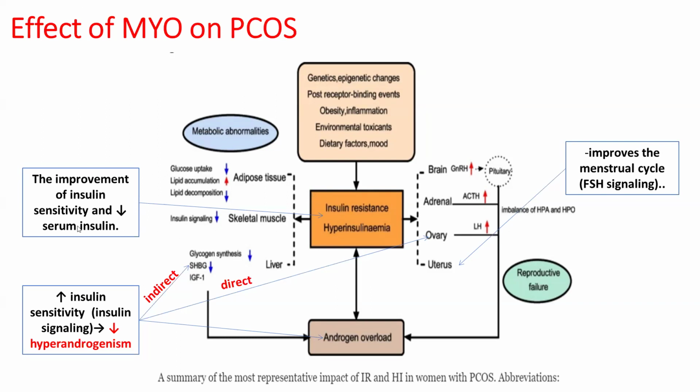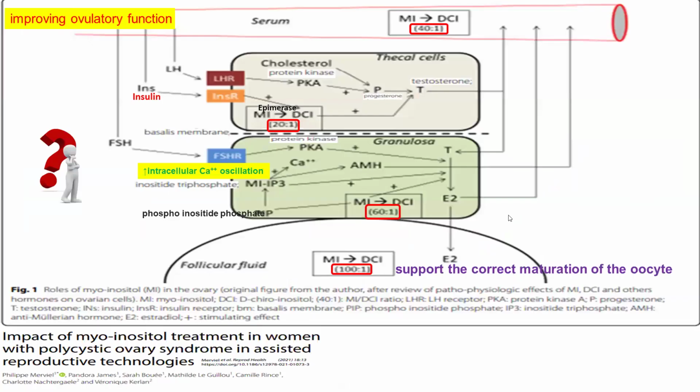It will improve insulin sensitivity and decrease hyperinsulinemia. It will decrease hyperandrogenism by indirectly increasing sex hormone binding globulin and subsequently decreasing testosterone, or directly by affecting the androgen production in the ovary. It will improve cycle control by increased FSH signaling as a secondary messenger.